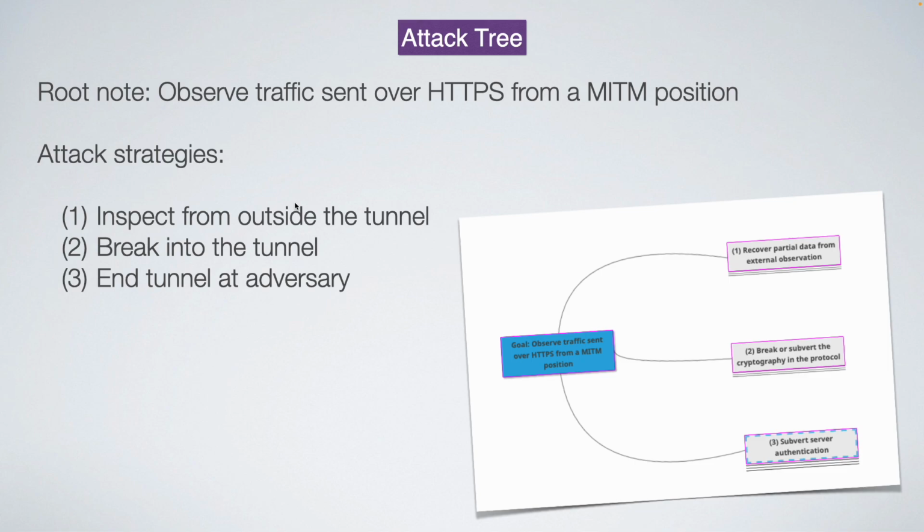All right, so we have three high-level goals for seeing what's in the middle of an HTTPS connection, if we find ourselves in the middle of such a connection. We're going to start with the top one, which is that we're going to stay outside of the tunnel. We're not actually going to try and break into the tunnel, but we are seeing stuff go by anyway. So we're going to think about what we can learn from that, if anything.